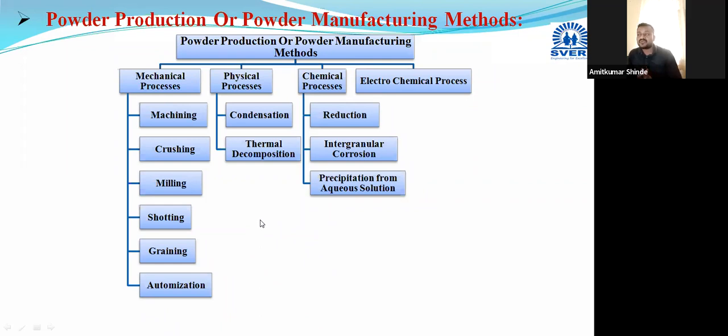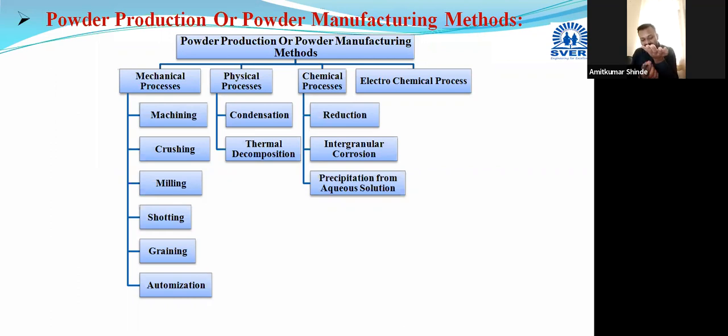Now in this shooting method, the shape of the powder particle depends on the temperature of the molten metal, and then the opening size of the vibrating screen, and the speed of this vibration. You can say the frequency of that vibrating screen.